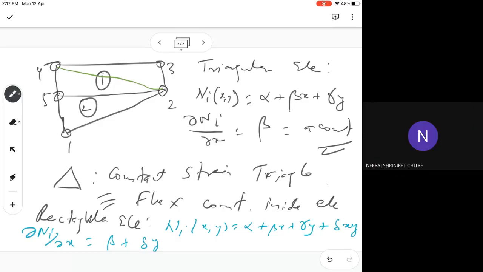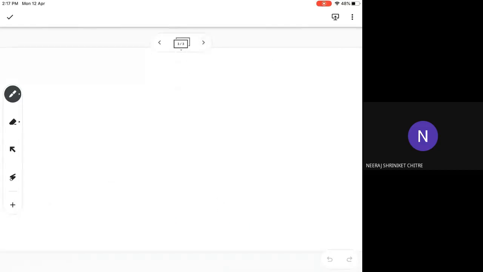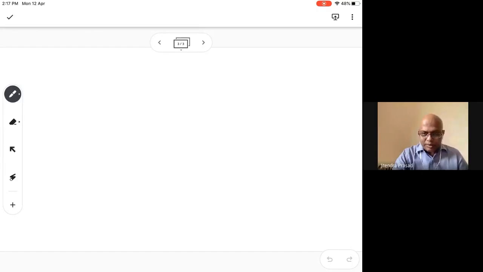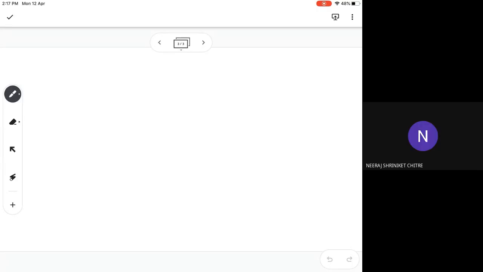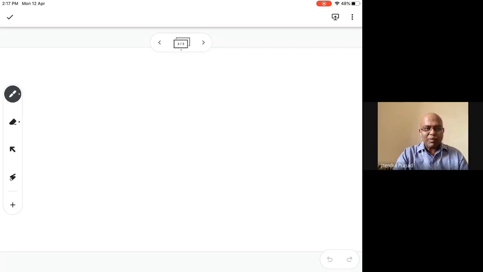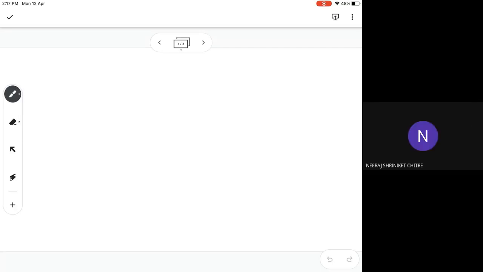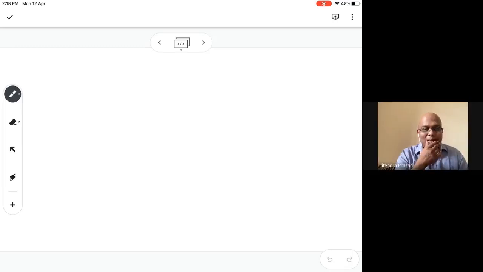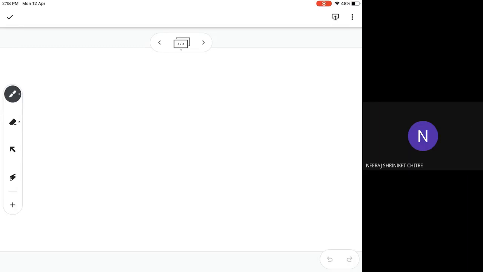Sir, in question 7.4, it is said that it's a 5-noded triangular element. In the figure it is given that on two sides there are three nodes, and on one side there are just 2 nodes. So on the side with nodes 1, 5, and 3, the shape function will be quadratic, right?